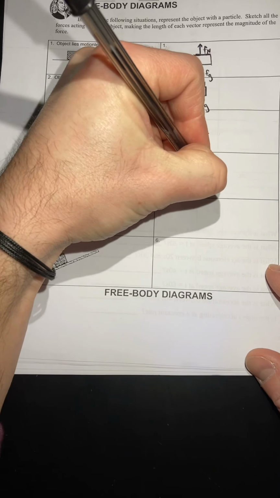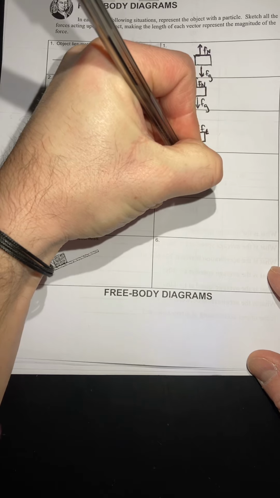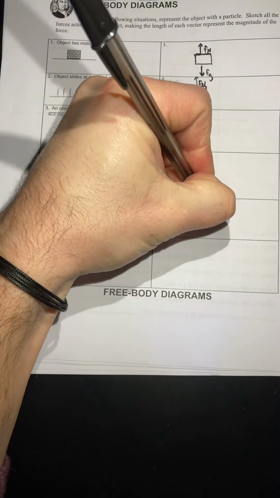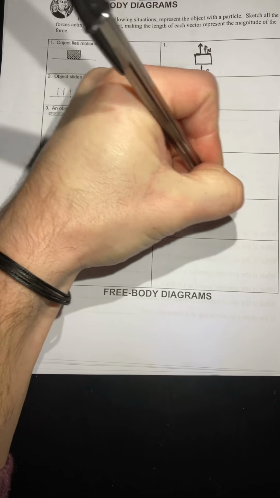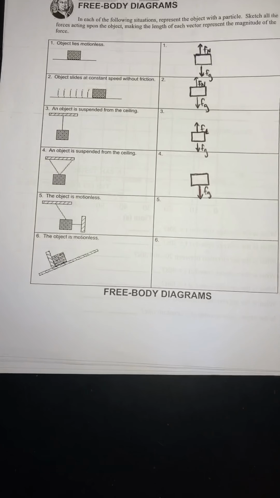All right, this one right here. What force is acting on this? Gravity, for sure. All right, now, what other force do you have acting? Tension. How many tensional forces? Two. Okay, you have two because there's two wires.